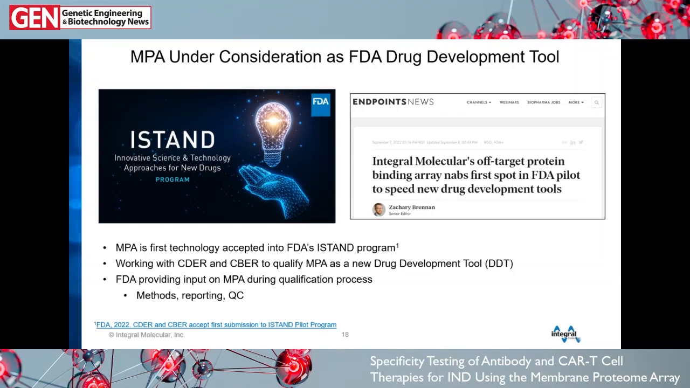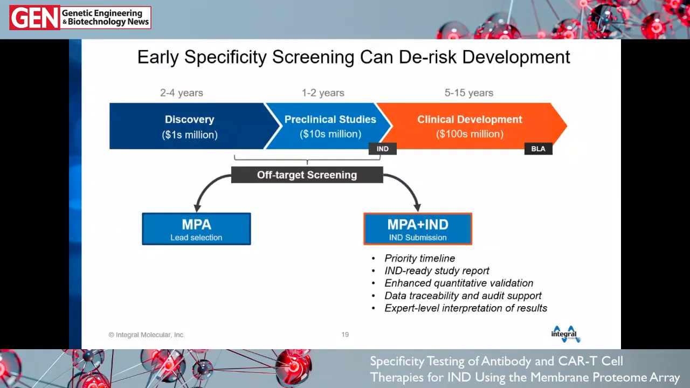So how can you work with us? We recognize that different companies would like to perform off-target specificity testing at different stages of their development process. We offer 2 service packages to meet those needs, whether you would like to test earlier in the process at the lead selection stage using our standard MPA service, or testing your final lead with us at the IND submission stage using our MPA plus IND service, which does come with some of its own additional perks and special benefits.